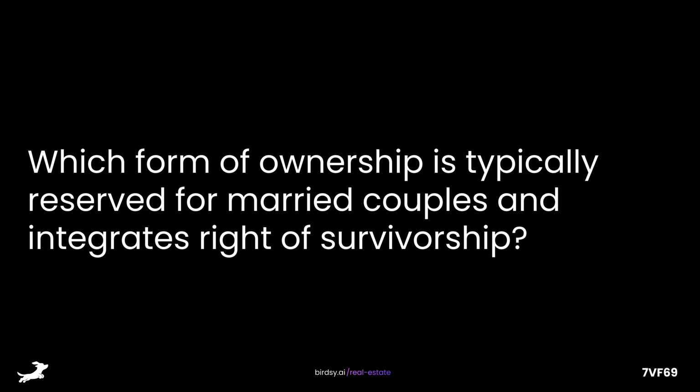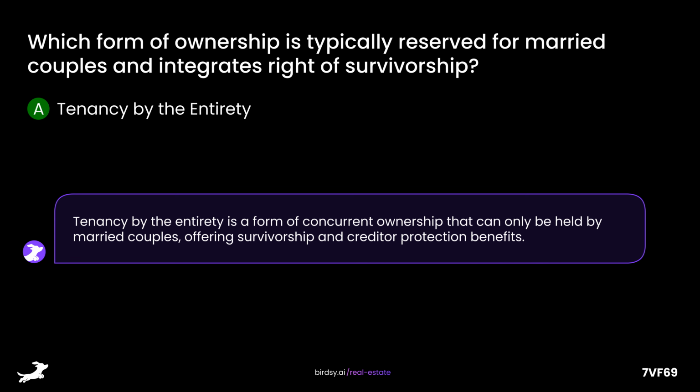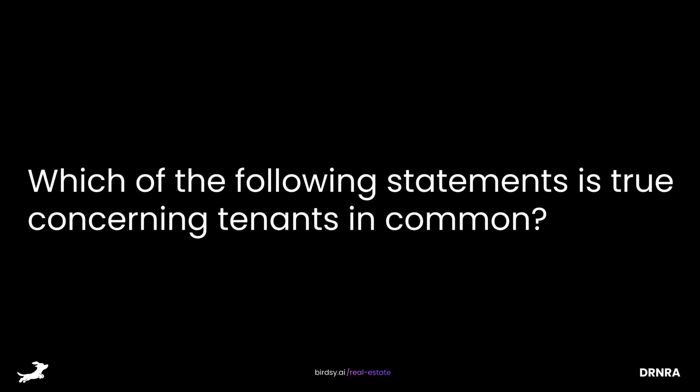Which form of ownership is typically reserved for married couples and integrates right of survivorship? Is it A, tenancy by the entirety? B, tenants in common? C, joint tenancy? Or D, severalty? The answer is A, tenancy by the entirety. Tenancy by the entirety is a form of concurrent ownership that can only be held by married couples, offering survivorship and creditor protection benefits.